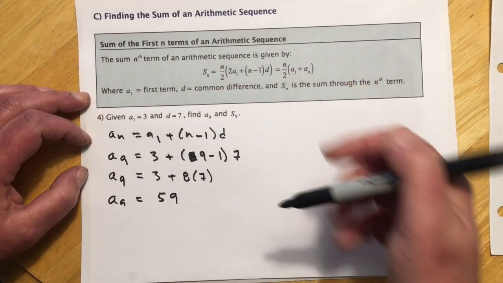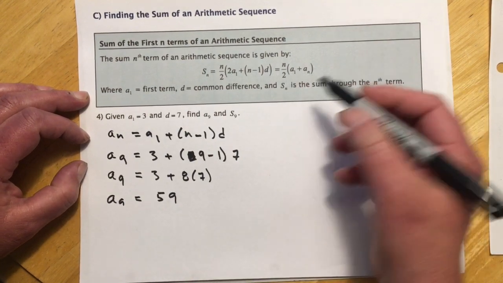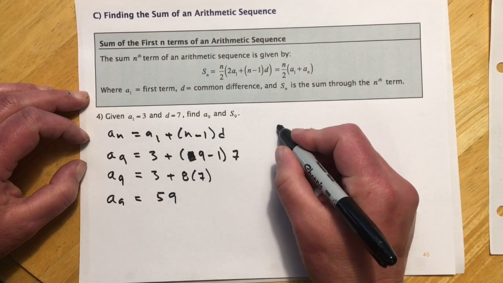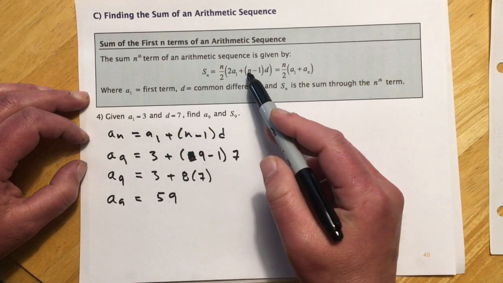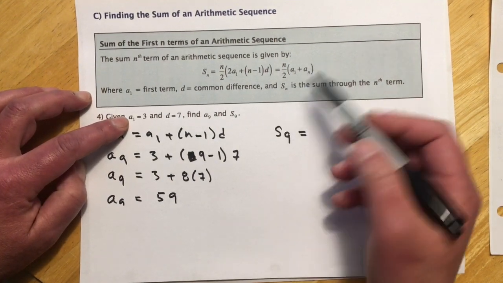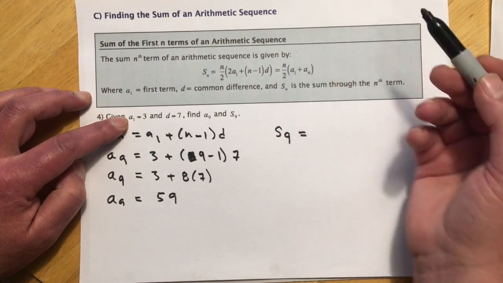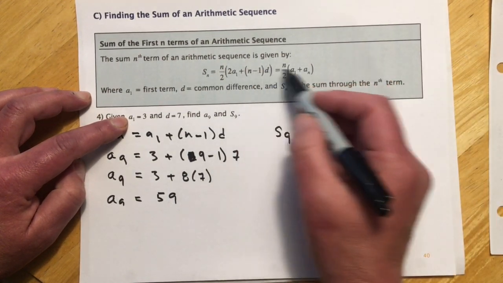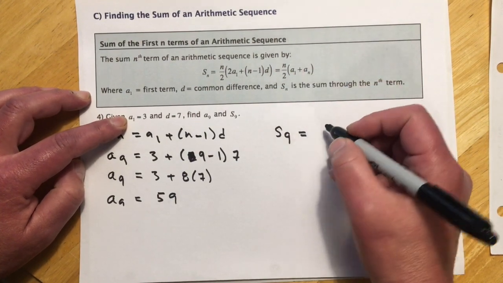And I can use either of these two formulas. I'm going to use the one that's a little bit less complicated if it's available to me, and in this case it is. So I can find the sum through 9 terms. What I mean by that is, do I have all the pieces I need? I know the first term. I just found the ninth term, so I can use that in there. And I know n is 9. So I have everything I need to do this. I could do it either way, it would come out the same, but I'm going to use the simpler one over here.